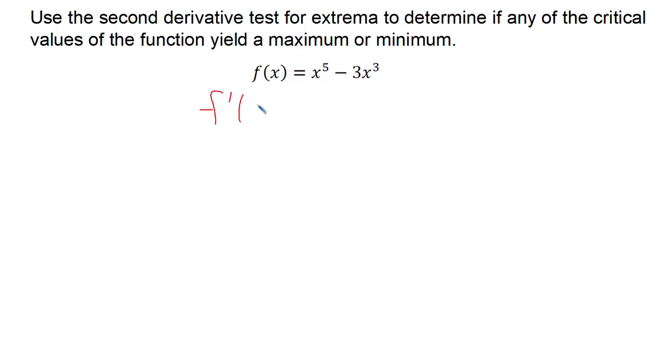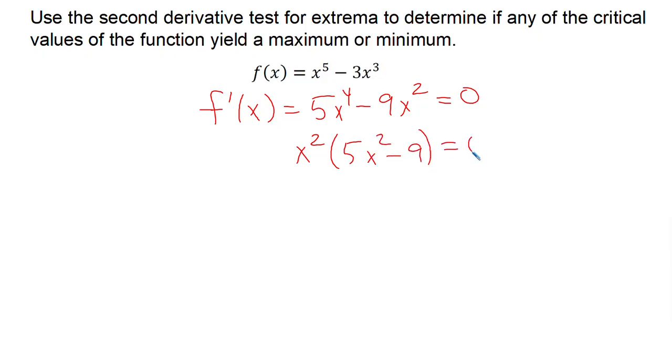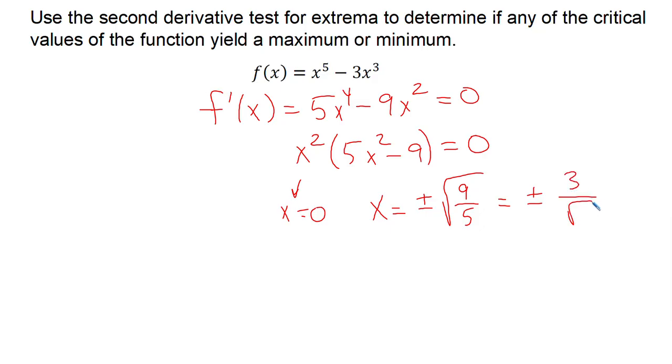Alright, here we'll again take a derivative. f prime of x is equal to 5x to the 4th minus 9x squared. The only thing we can factor out of that is an x squared. So when we set that equal to 0, we'll factor out the x squared, leaving us with 5x squared minus 9. Obviously the x squared is going to give us x equals 0, and this one will give us x equals plus or minus root 9 fifths. I'll probably prefer to write this as 3 over root 5, just because I can square root the 9, but it doesn't really matter if you do that.